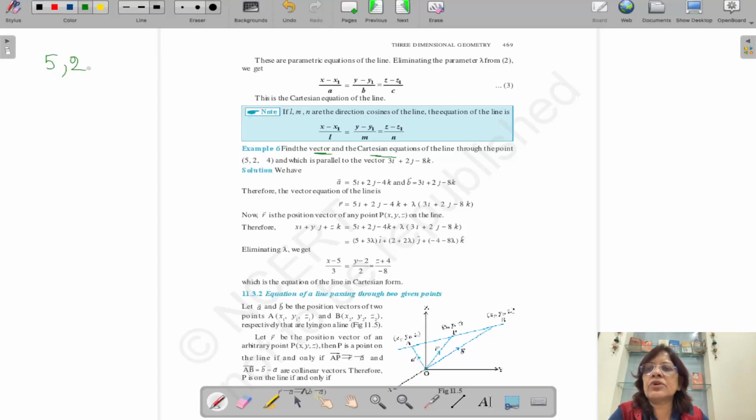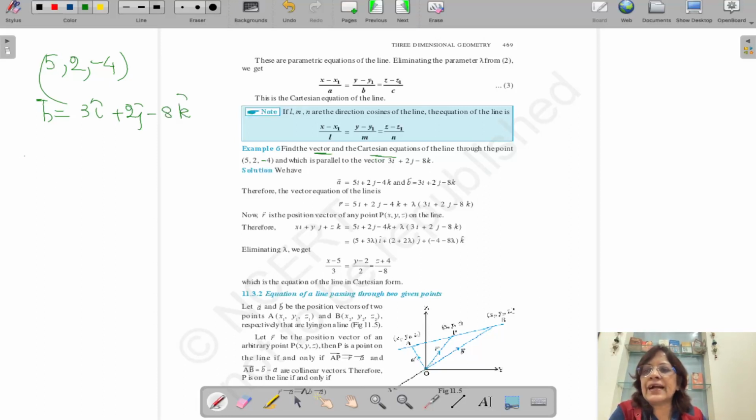Your minus sign is not visible. Find equation of line passing through the point 5, 2, minus 4 and parallel to vector b. Parallel to vector b means b is given. यहाँ पे कितना दिया है b? 3i plus 2j minus 8k. Okay, passing through the point.